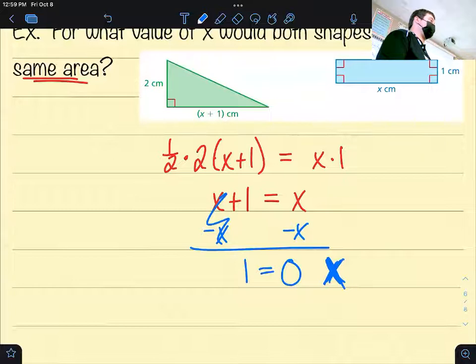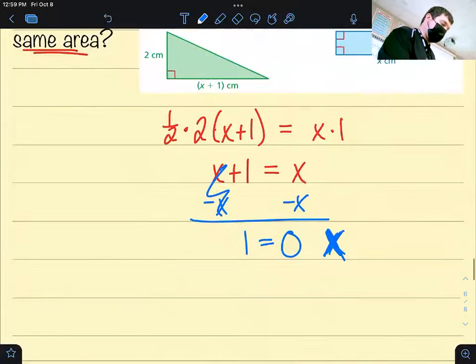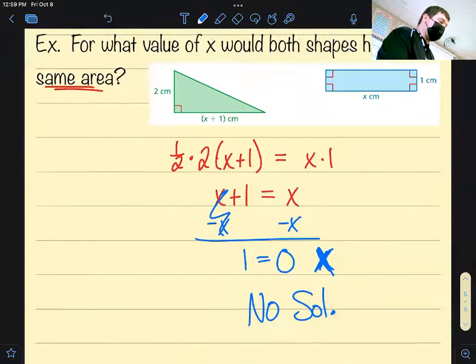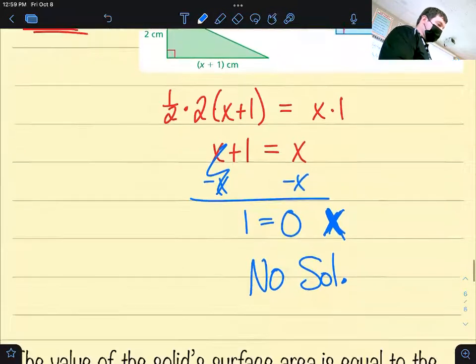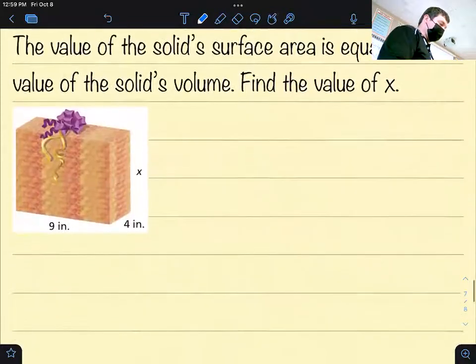What's that mean my answer is going to be? No solution. In terms of the problem we're working on, that means there is not a value for x that you could plug in. There is no number that you could plug in for x to make these two shapes have the same area. Make sense?